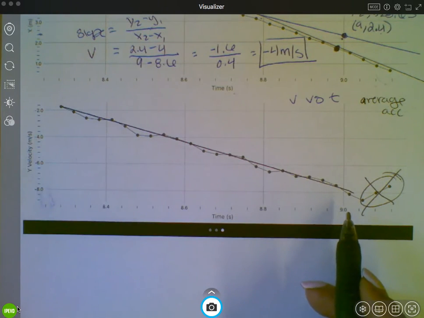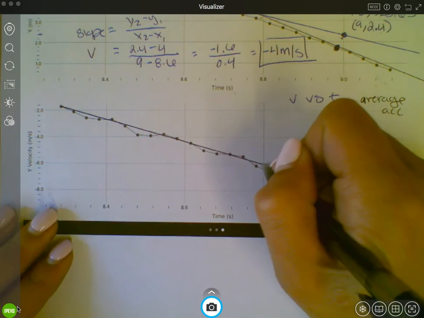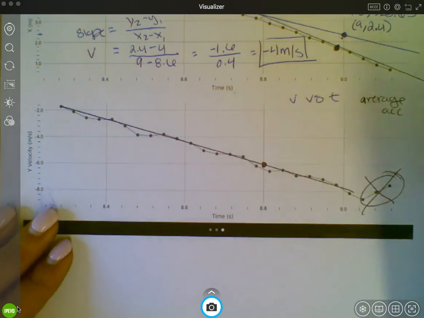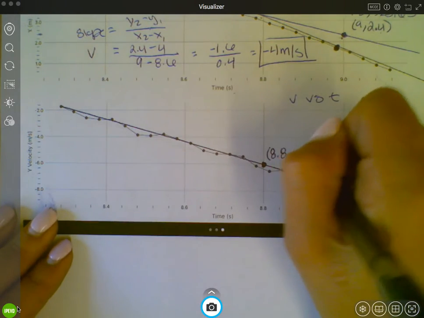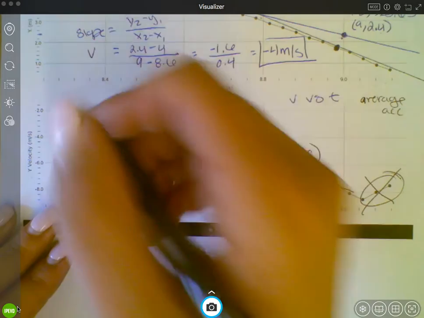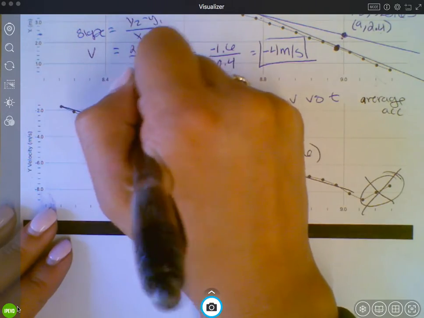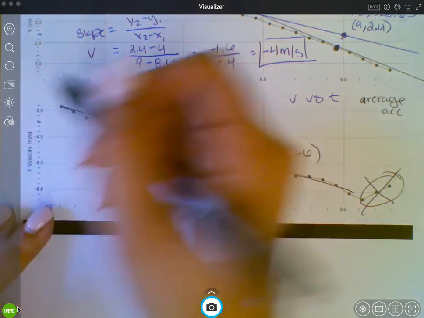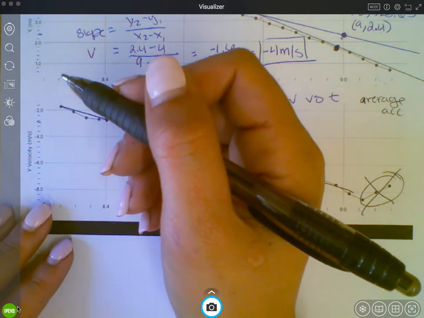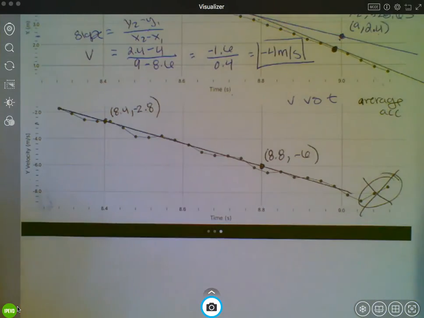And now that we have the line of best fit, we just pick 2 points and find the slope, and that will give us the acceleration. So you can pick any 2 points, but I like the ones that are on grid lines, again, for the reason that it makes things easier. So this is 8.8 and -6. And let's go with this one, which is 8.4 and about -2.8, something like that. Okay, just estimate is fine.